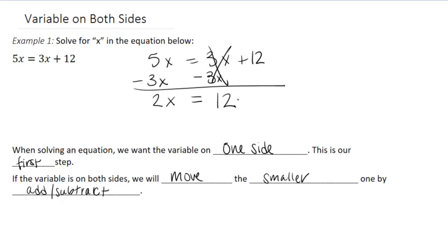Now, to undo multiplication, we will divide on both sides by 2. This just becomes 1. So then we have x is equal to 12 divided by 2, which is equal to 6. And that would be our final solution. So let's go ahead and look at another example.